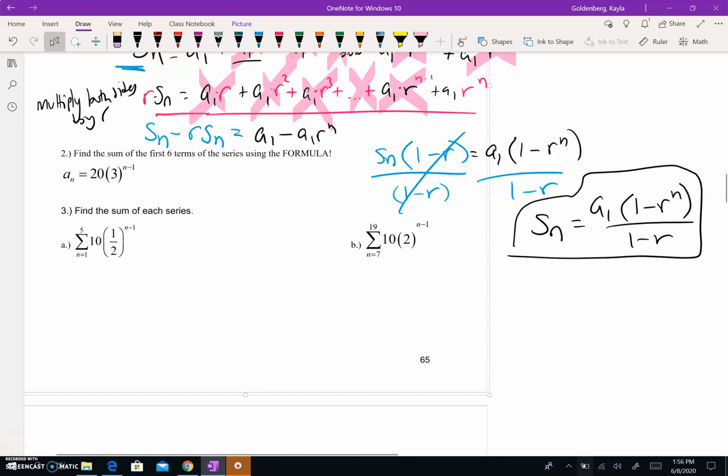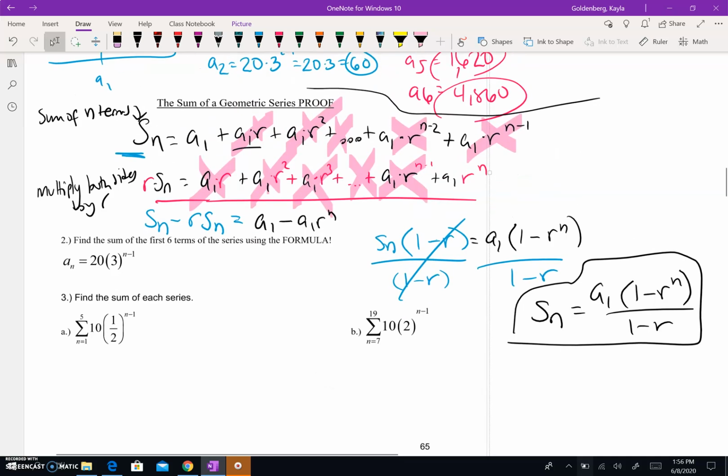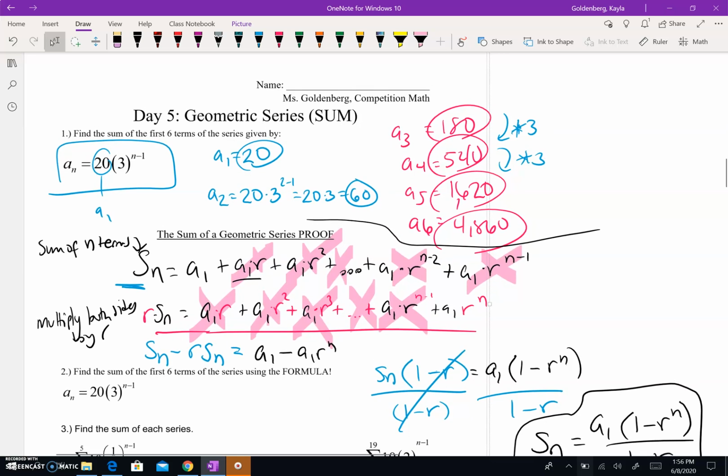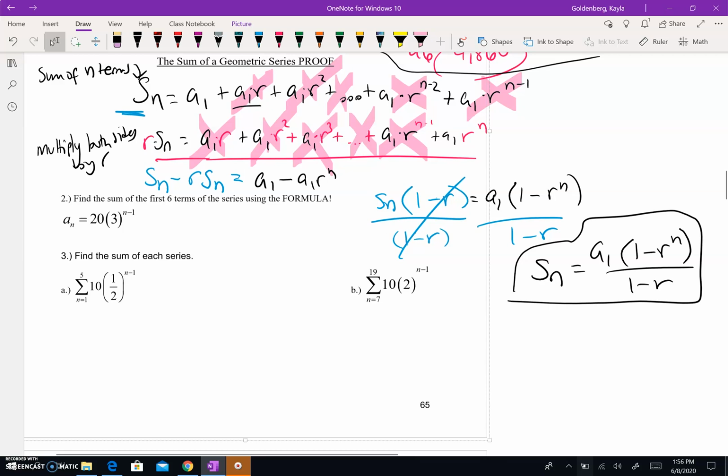Okay guys, so now that we've got our formula, we can start finding some sums using it. I'm actually realizing now that number 2 is the same question as number 1, except I neglected to actually find that sum. Rest assured it would just be adding up all our terms from number 1. So using our sum formula, the sum of the first 6 terms, I'm going to say sum of 6, is first term, which is 20, times 1 minus our ratio, which remember that's your common ratio, of 3 to the power of n, remember it's 6 terms, all over 1 minus our ratio of 3.